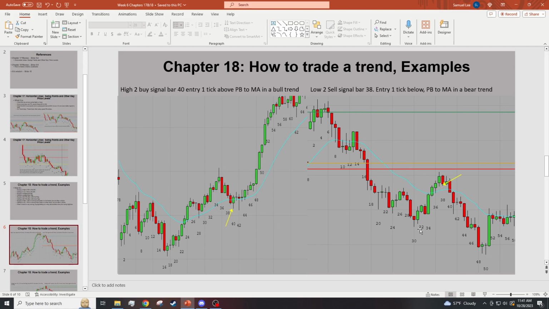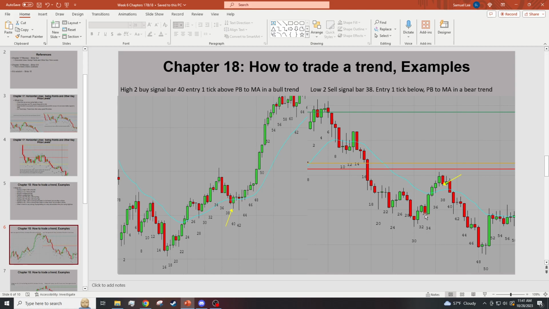Conversely, for the low 2 sell signal bar, in this case it's bar 38, clearly bearish from the open, and we have a pullback. So bar 31 starts the pullback, so the next bear bar will be your low 1 entry. It's actually in this case going to be 32 and not 33, since 33 goes below 32.